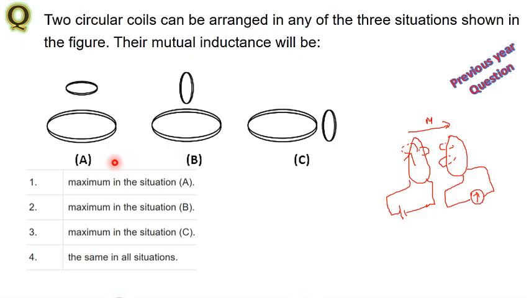What we mean by flux linkage is that the flux of one coil is linked to the other coil. In all these three cases, see how the flux linkage will be. Here the coils have been arranged like this, so the flux linkage will be like this. Similarly, the link will be produced like this.